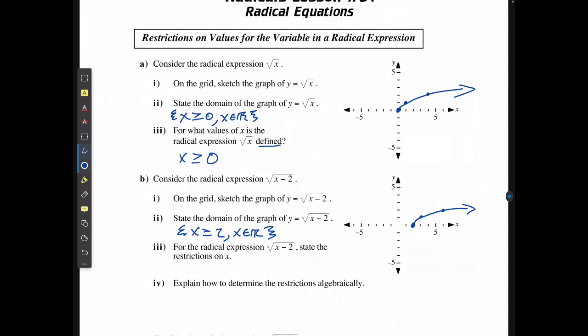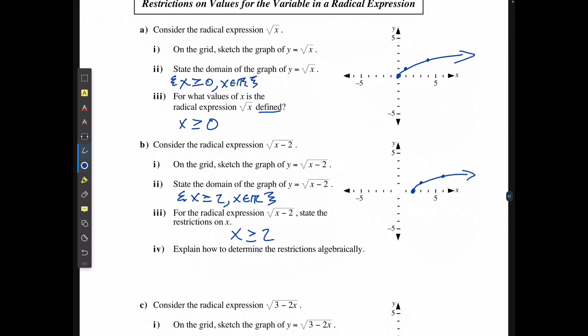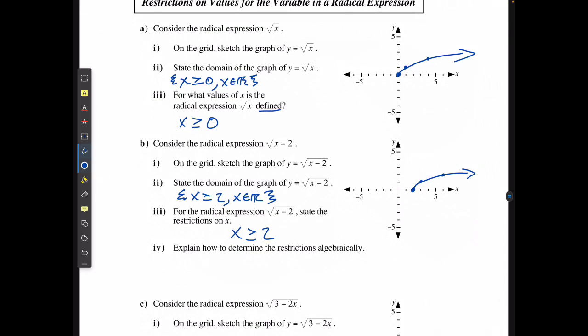If I'm stating the restriction, I'm saying, well, when is this actually possible to solve? Well, it's only possible to solve if x is greater than or equal to 2. If x is less than 2, I'm going to get the square root of a negative, which is not possible to solve. If I have to solve this algebraically, I know what's inside the square root, x minus 2, has to be positive or equal to 0. Which means that when I isolate x, I'm just going to move the 2 to the other side, and x is going to be greater than or equal to 2.